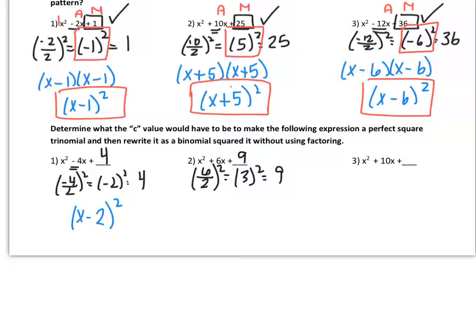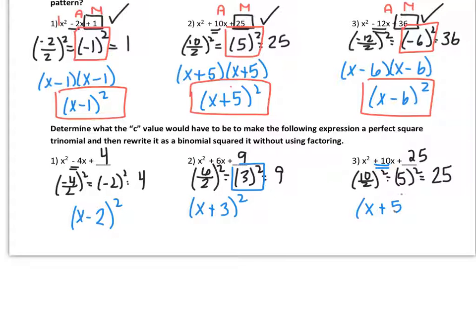Now, we're going to factor this. This is going to be x plus 3 squared. Because of this part right here, it's a positive 3, and that's it. All right, in the last one, we're going to take half of 10. And we're going to square it. So that is c. And again, if I want to factor it, I'll just take the part that has been halved, and that is my factor.